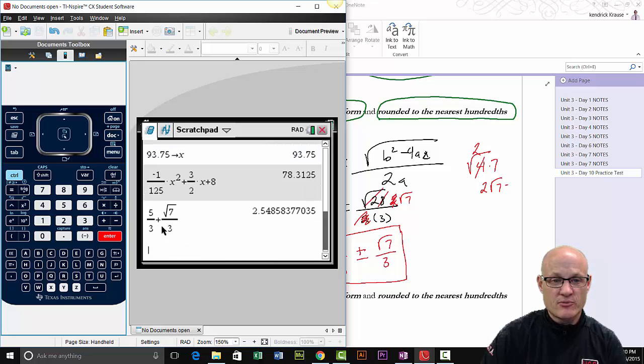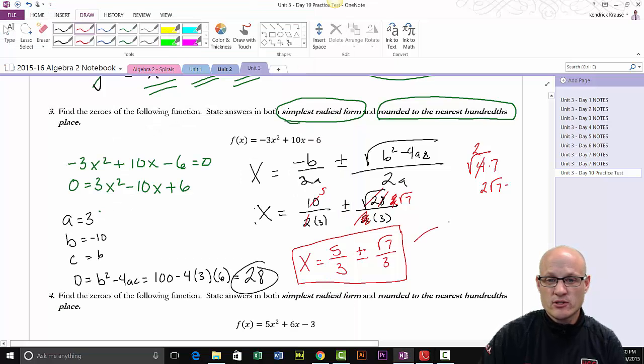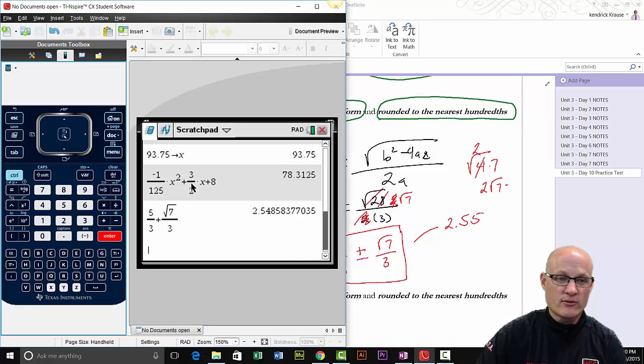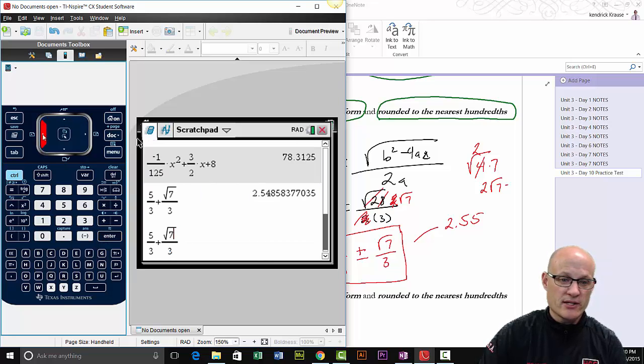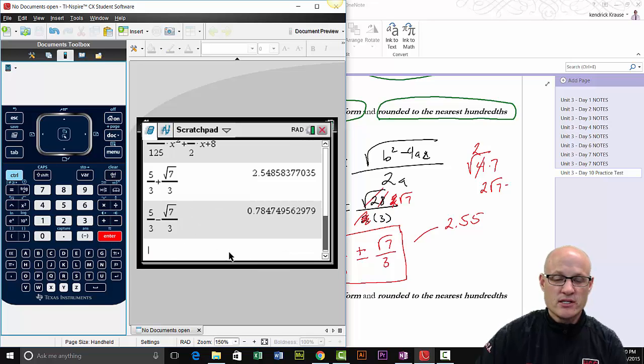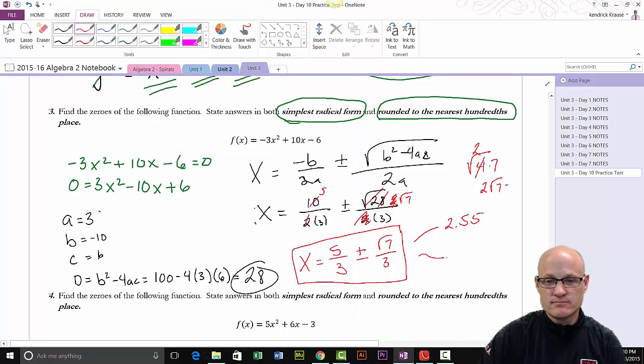It'll make it pretty. See, 5 plus. So it said round to the hundredths place, so 2.55. So one is 2.55. Now I'm going to grab my calculator. I won't have to retype that. I'll just hit the up arrow. Enter. And remember, it's plus or minus. I already did plus. All I've got to do is the minus now. 0.78. Those are my two answers.